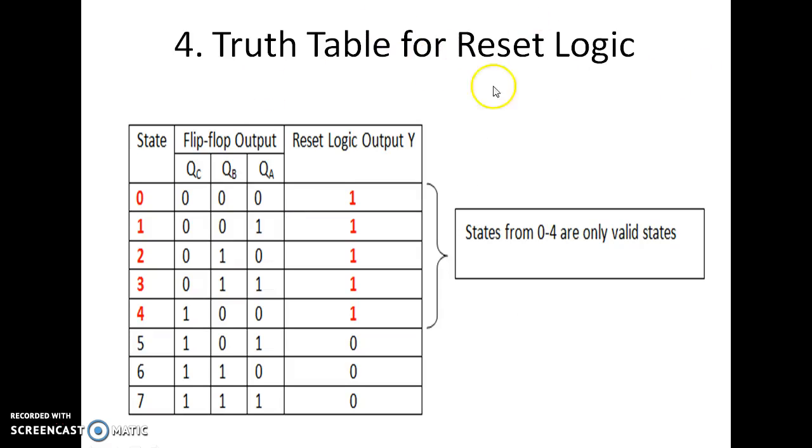Truth table for the reset logic. Now, for a modulo 5 counter, the valid number of states are only 5, that is 0 to 4. But with the help of a 3-bit asynchronous counter, we get a total of 8 states. So what to do with the remaining states, as these are invalid states? Hence, we will go for the next step.